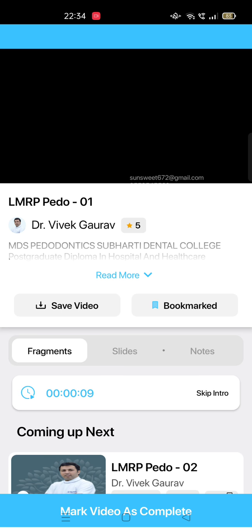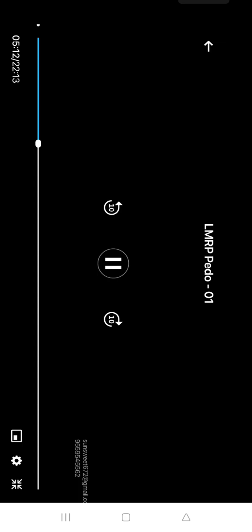Space maintainers are broadly classified into the fixed and the removable. So mainly we will be focusing on the fixed space maintainers.